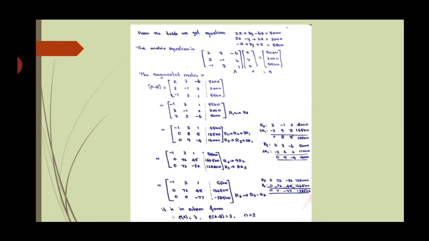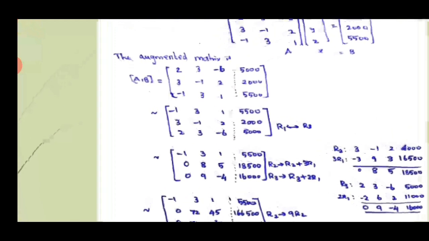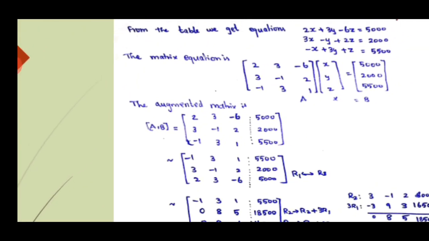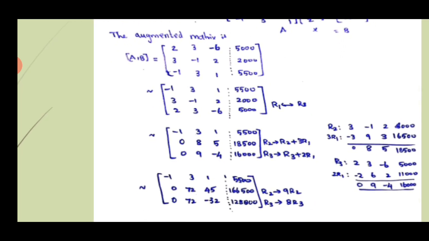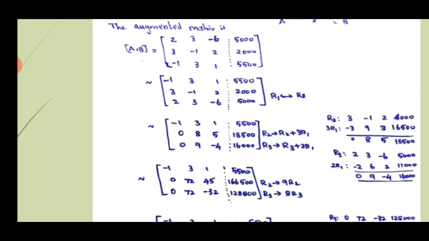Now I have constructed the matrix equation. You can see AX equal to B. After the matrix equation, step 2 is we have to write the augmented matrix. So we are writing the augmented matrix, joining the A and B matrices. Here the first row, the first entry is not 1.